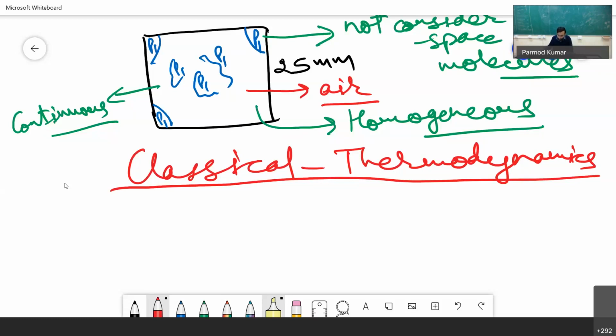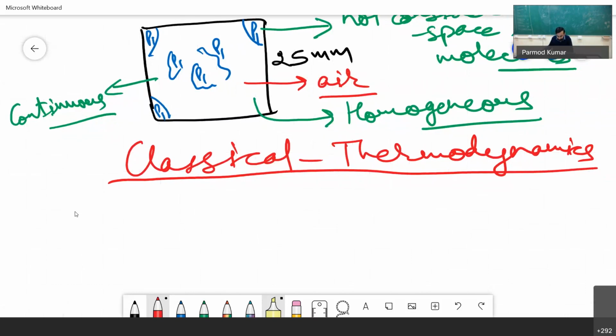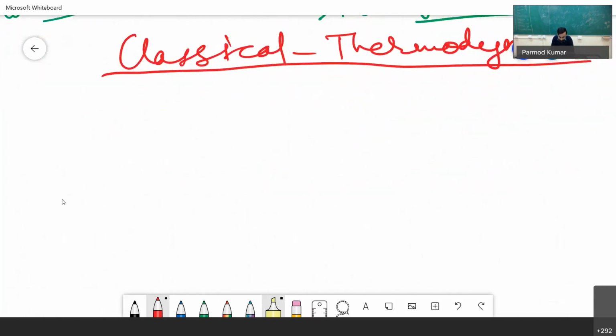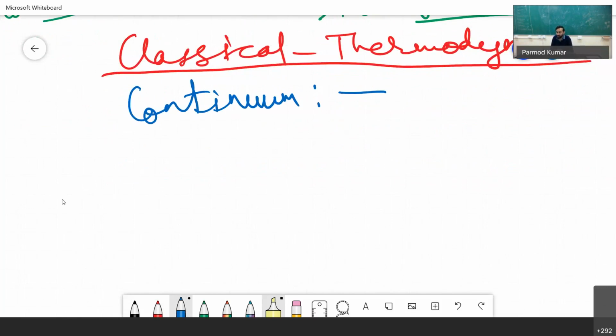Okay, now what will be happening? Let us try to see that we have taken this assumption of continuum. We have taken an assumption that our medium is continuous. It means we are considering the assumption of continuum. So let us try to see under what assumptions this condition of continuum actually is satisfied.